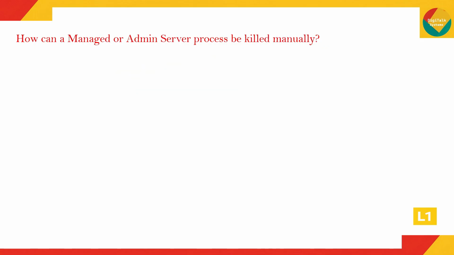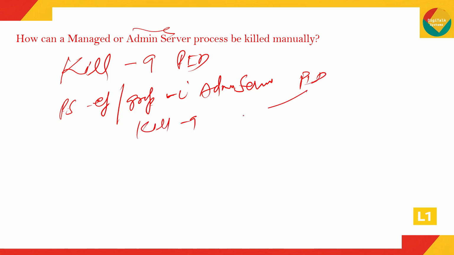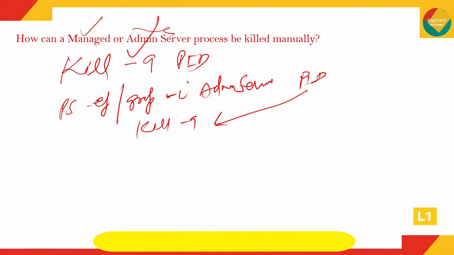Okay, how can a managed or admin server process be killed manually? Again, the same process. You use kill -9 and the PID of the server. If you want to kill the admin server, you can check the process with ps -ef and grep -i, with the name of your admin server. Take the PID and run the kill command, kill -9 and then the PID. It will kill your admin server. The same process you can use for the managed server as well.